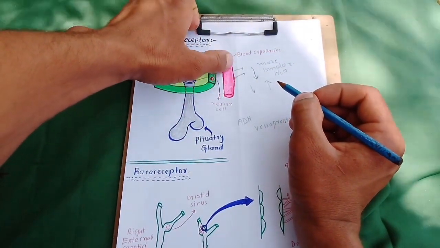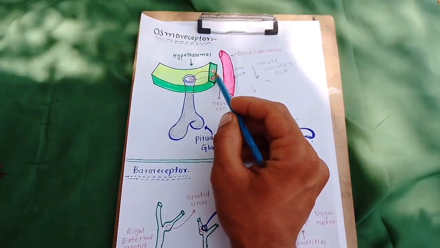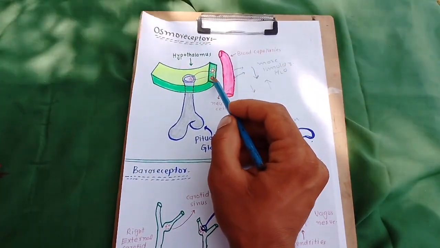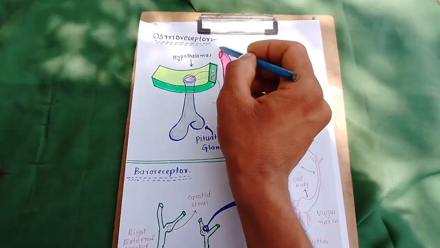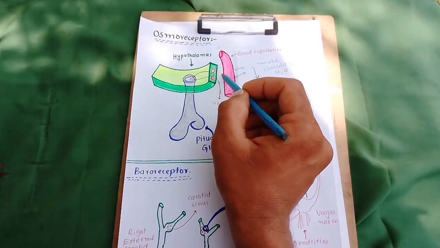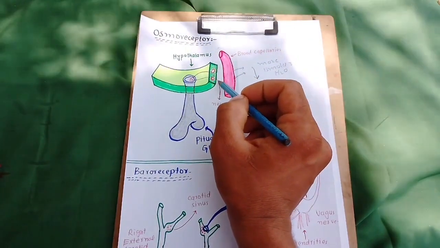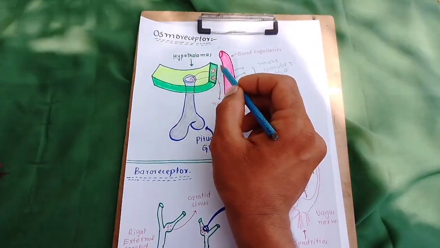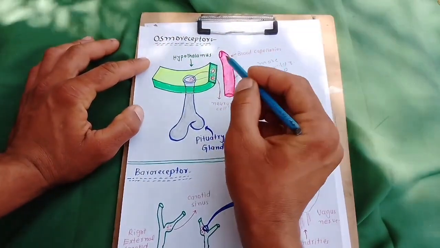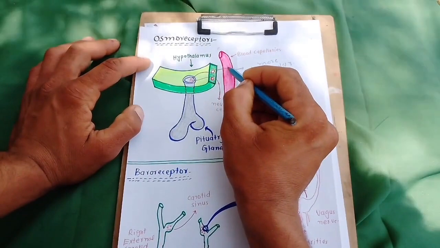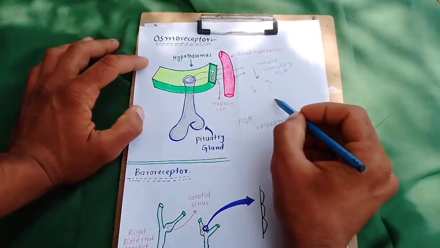So when more osmolar, concentrated blood passes from this area near the hypothalamus, this is the hypothalamus. The hypothalamus consists of specific neurons. These are the neurons. When this blood passes from this area, the blood-brain barrier is absent. The absence of the blood-brain barrier here has a significance. When blood passes from this area, the blood attracts water from this receptor, from this neuron.